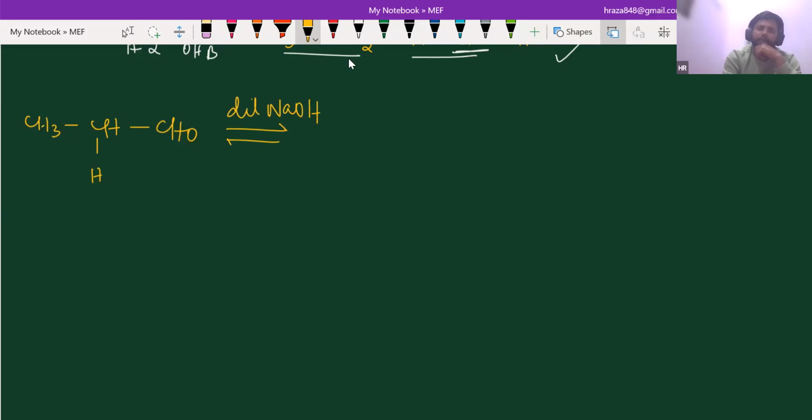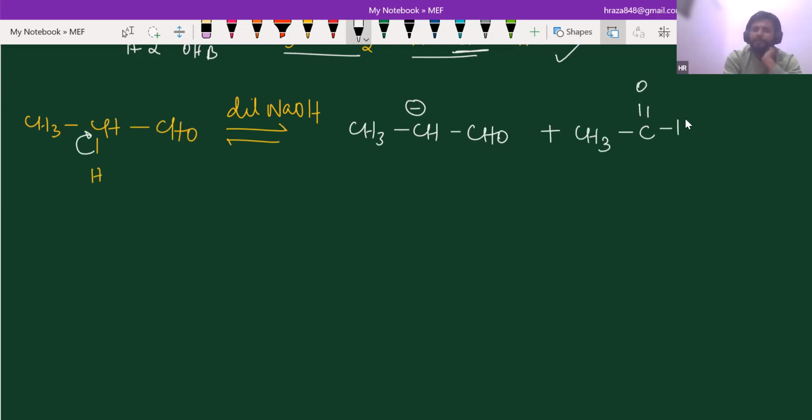as you can see, there will be like this. So it becomes CH3, CH negative, and there will be CHO. And another one, you are going to take CH3, CHO like this. And you know that this will be like this. So there will be deficiency of electron on this carbon. So I'm going to attack from this. So I'm going to write this part first.